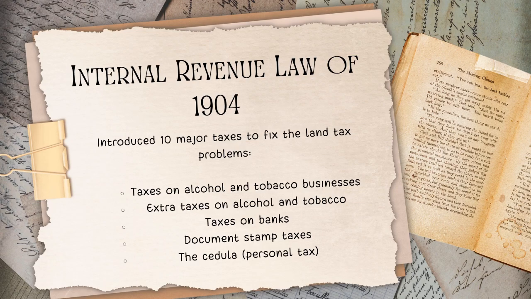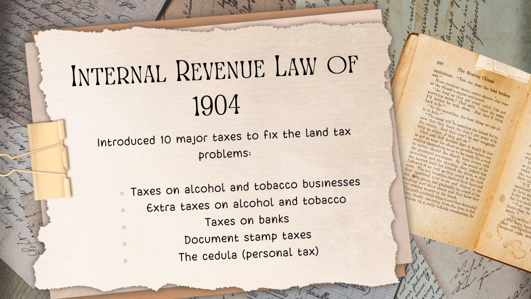Now, because of that, the next one we have is the extra taxes on alcohol and tobacco. Additional taxes on each bottle of alcohol or pack of cigarettes sold, making these products more expensive and raising more money for the government. Next is the taxes on banks. Money collected from banks and bankers for running their businesses and handling people's money. Next is the document stamp taxes. It is a small fee added to important papers like contracts, receipts, and legal documents to make them official.